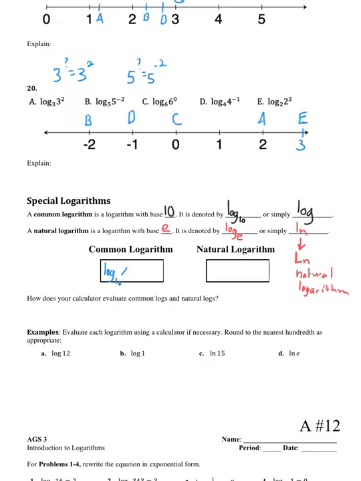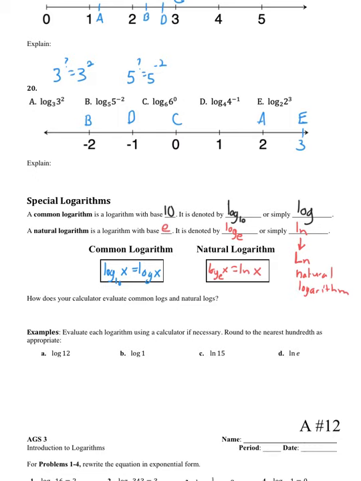So the common logarithm is log base 10 of x, which equals log of x. And then the natural logarithm is log base e of x, or we can write it as natural log of x. So you're just going to see ln. When you see a logarithm that doesn't have a base written, it's always assumed to be log base 10. And when you see a logarithm that has ln instead, that's always assumed to be log base e. That's all that means with special logarithms, okay? The common logarithm and the natural logarithm.